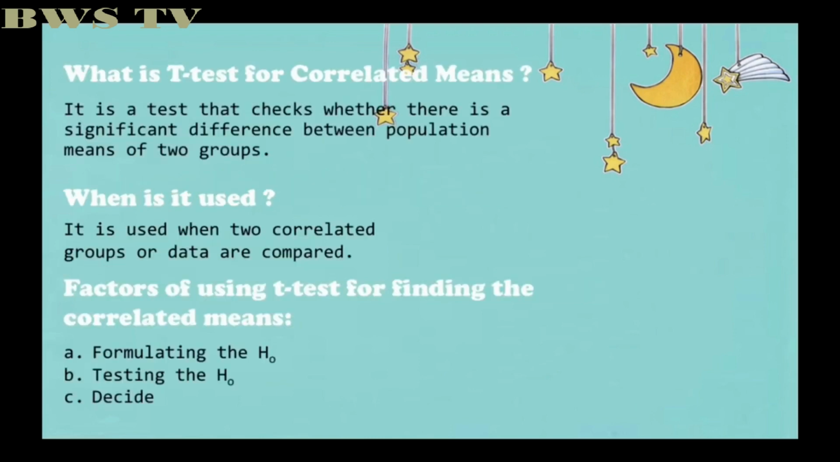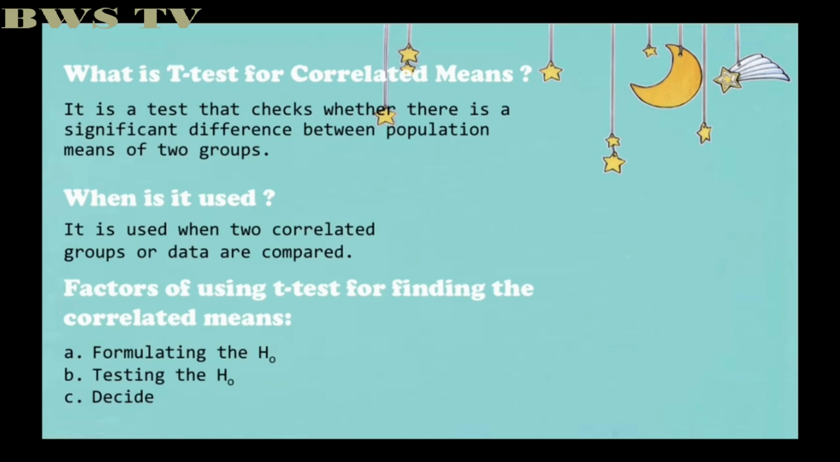What is t-test for correlated means? It is a test that checks whether there is a significant difference between population means of two groups. When is it used? It is used when two correlated groups or data are compared.